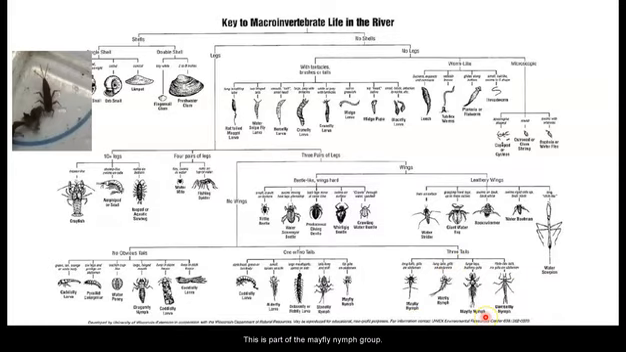This one is part of the mayfly nymph group. There are a lot of different kinds of mayflies, just like there's lots of different kinds of dogs that all are dogs, but they look a little bit different. Same thing with the mayflies. They all have these 3 tails, but there may be other characteristics of their body that look a little bit different depending on what species of mayfly.